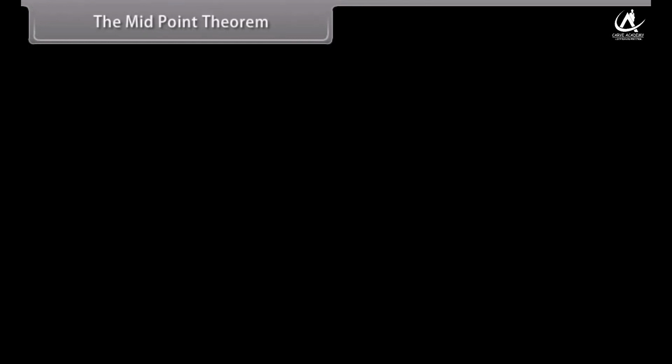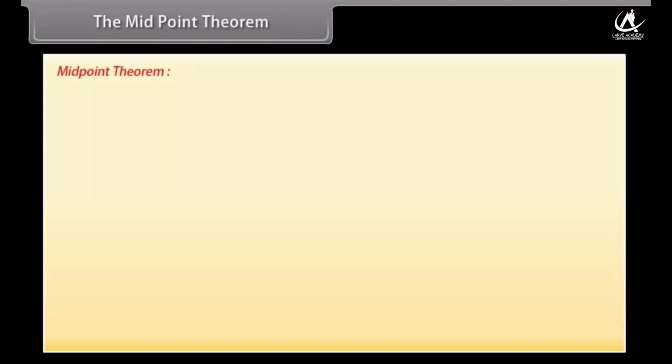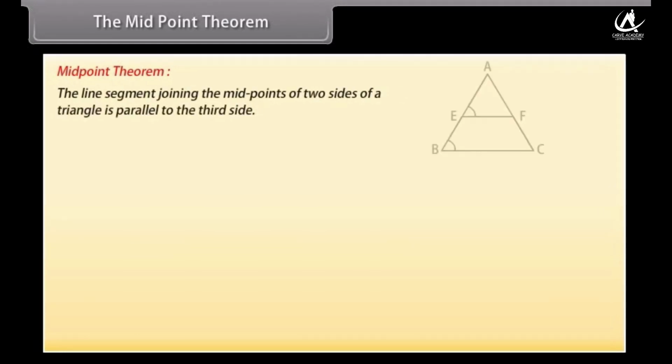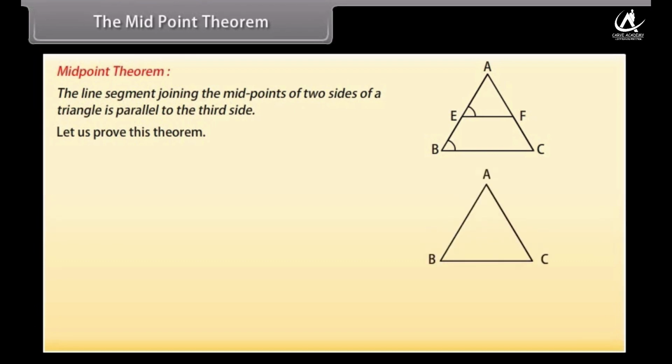The midpoint theorem. Now we'll study the midpoint theorem, which says that the line segment joining the midpoints of two sides of a triangle is parallel to the third side. Let us prove this theorem. Draw a triangle ABC. Mark a point E, the midpoint of AB, and F, the midpoint of AC. Draw a line CD parallel to AB, which intersects the extended EF at D. We have to prove that EF is parallel to BC.